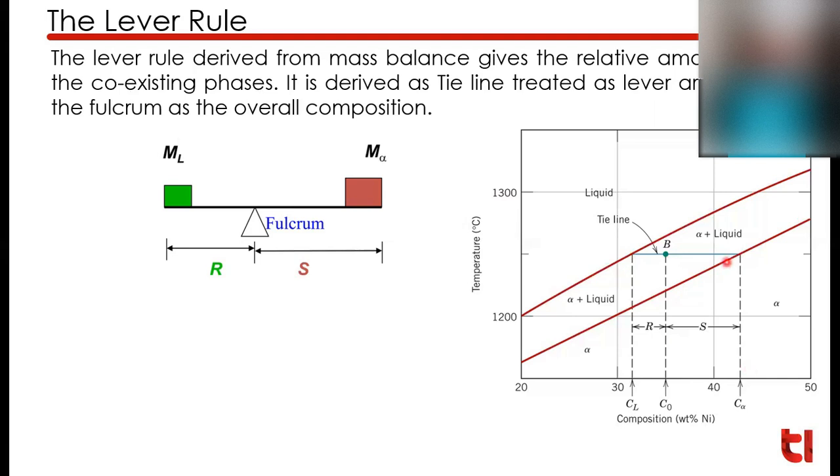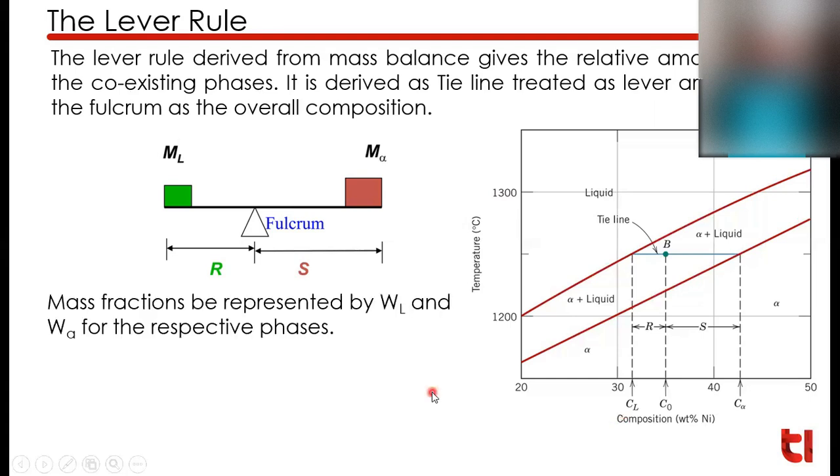Okay, same way, this is the distance from C naught to CL, which is R, and S is C alpha minus C naught. So I can write R is C naught minus CL, S is C alpha minus C naught. So for the lever rule, what is this formula?